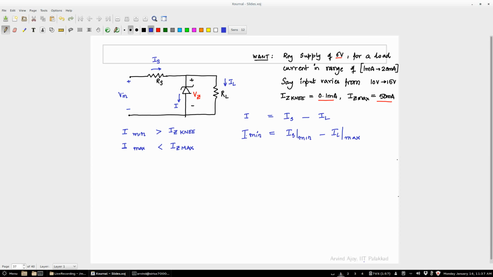So I am wrong there. Good, right? So all of you are awake. So this is IS minimum minus IL maximum. Correct? So you take the minimum of the first number and the maximum of the last, you find that difference, that will be the minimum current flowing through IZ. Similarly, what I max will be IS max minus IL minimum. Okay?